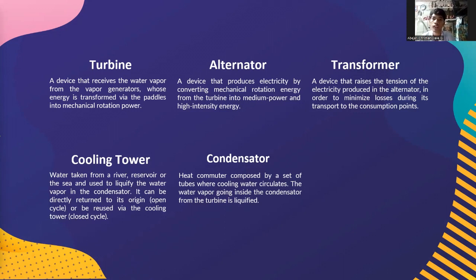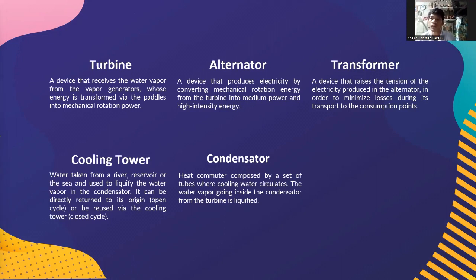So the next is the alternator, a device that produces electricity by converting mechanical rotation energy from the turbine into medium power and high intensity energy. Here in our alternator, it turns mechanical energy into electrical energy. So in short terms, it produces energy from the mechanical so that we can have electrical energy.